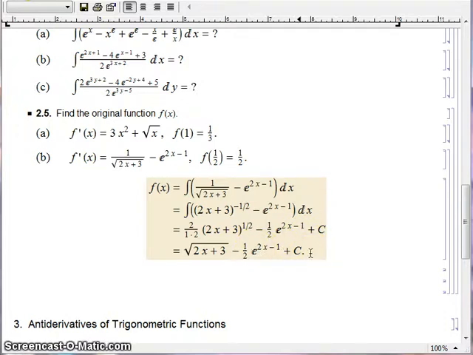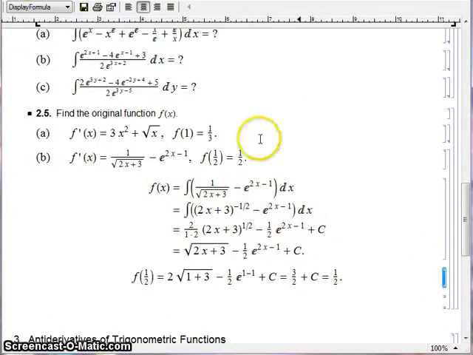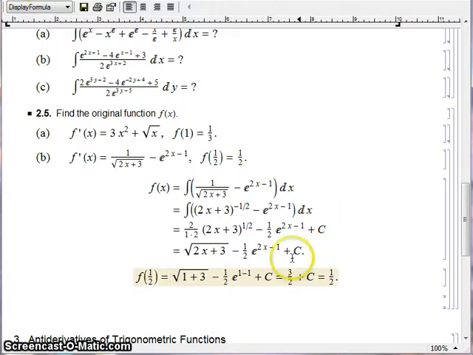Okay. Now this is f of x. What I need to do now is to determine what c value we have. That's where this initial condition is being used here. Let's correct this error here. Plug in x equals 1/2, then 1/2 times 2 becomes 1 plus 3, and then plugging in 1/2 there, we have e to the 0 power. So what do we have?